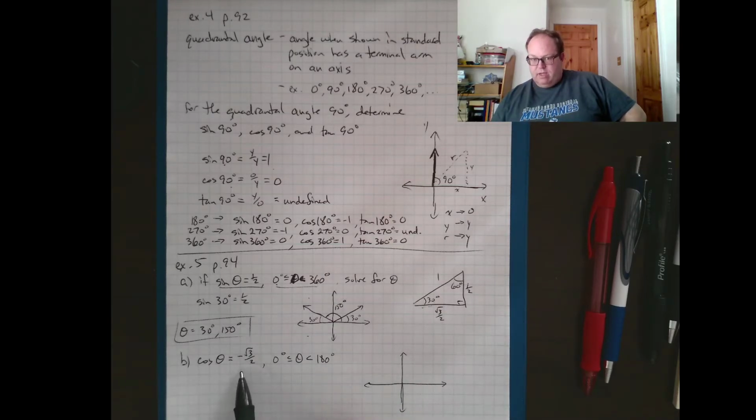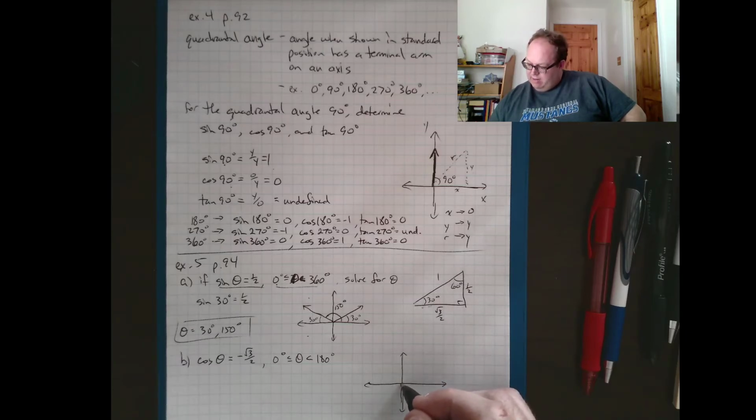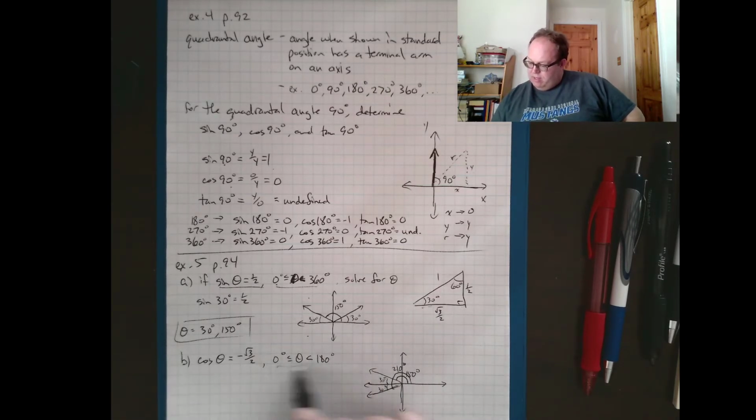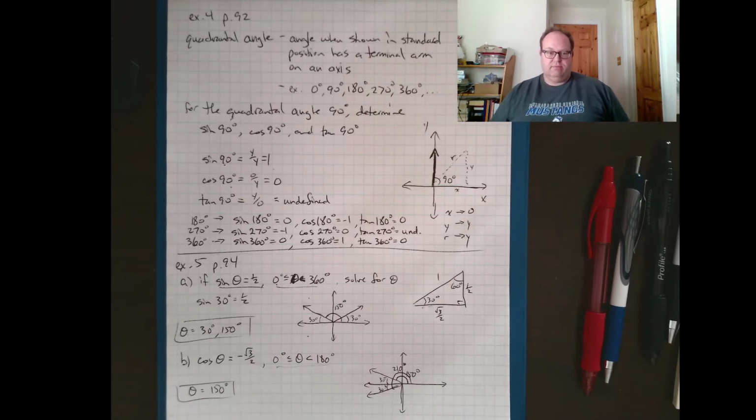So based on what my cosine value is, I know my reference angle's got to be 30, and since it's negative, that could either be 30 degrees here or 30 degrees here. This would give me angles of 150 degrees or 210 degrees, but since I have to restrict myself to be between 0 and 180 degrees, the only angle that works is 150 degrees.